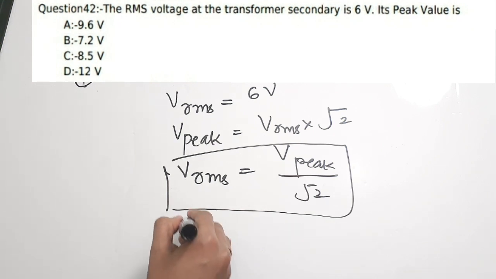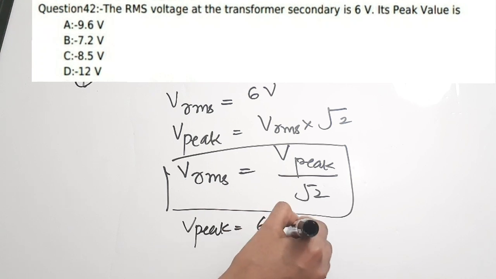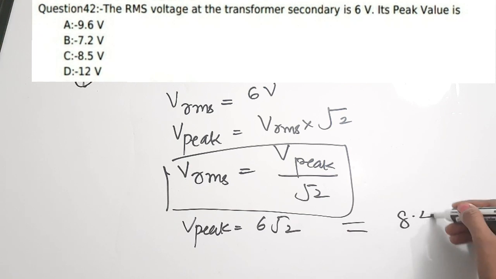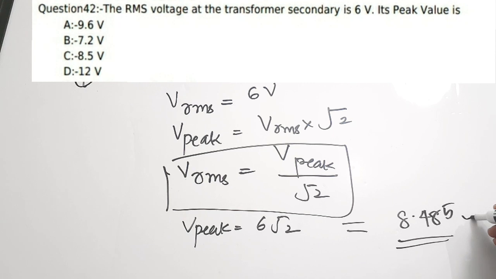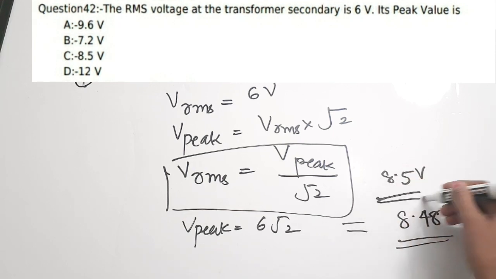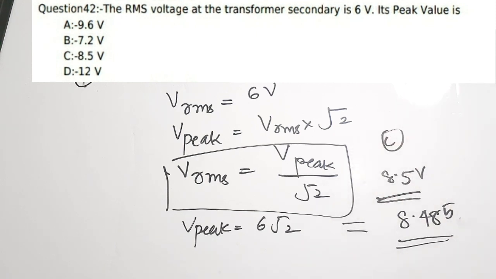The value will be V peak is equal to 6 root 2, that is 6 into root 2. On solving, you will get the value equal to 8.485, or approximately you can take it as 8.5. So 8.5 volt is the correct answer, which is option C. So the second question's correct answer is option C.